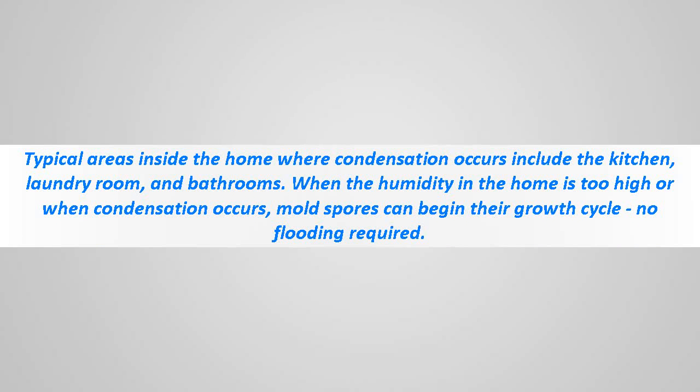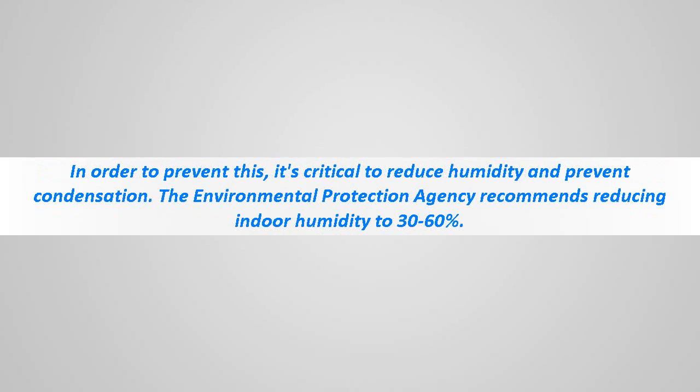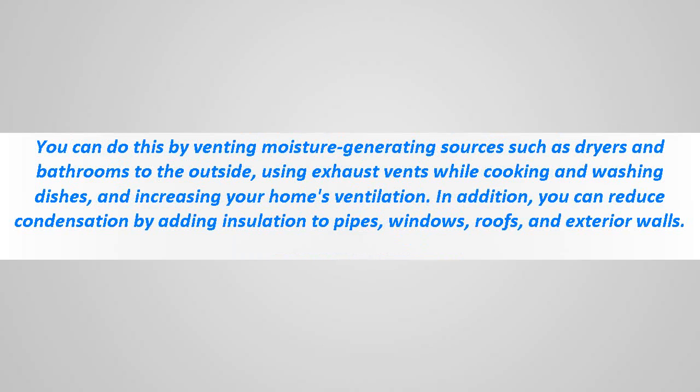When the humidity in the home is too high or when condensation occurs, mold spores can begin their growth cycle. No flooding required. In order to prevent this, it's critical to reduce humidity and prevent condensation. The Environmental Protection Agency recommends reducing indoor humidity to 30 to 60%. You can do this by venting moisture-generating sources such as dryers and bathrooms to the outside, using exhaust vents while cooking and washing dishes, and increasing your home's ventilation.